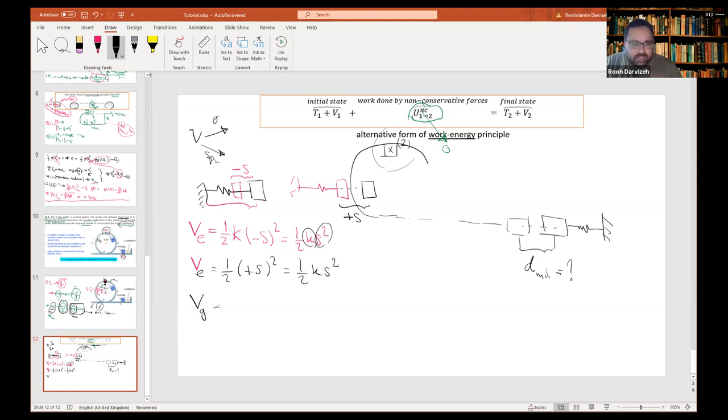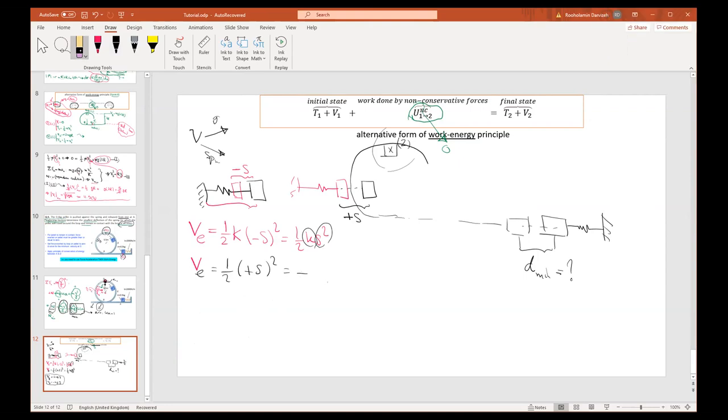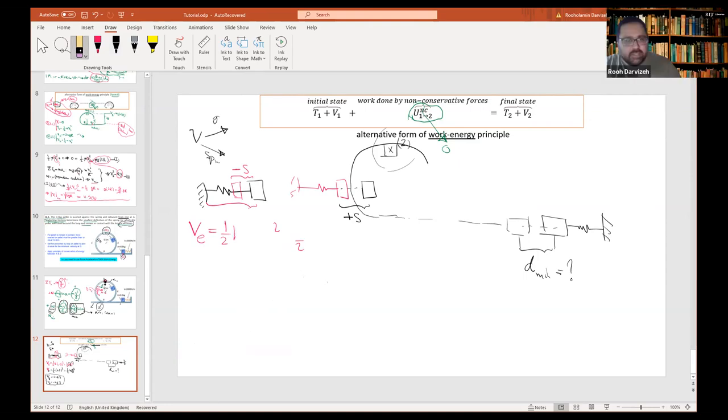But Vg, due to gravity, mgy, could be positive or negative, depending on your chosen reference point and the position of your object with respect to that reference or datum. Is it clear how we define the potential energy of a spring? You just need to calculate the elongation or compressed length, to the power of 2, multiply by K and divide by 2. Is it okay? Okay. Thank you. This is just a definition.